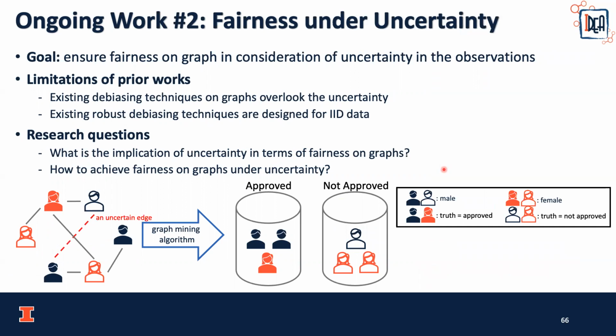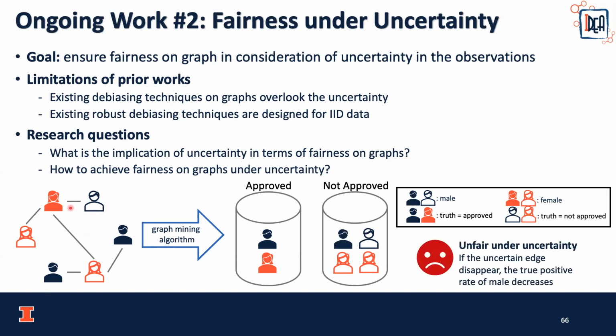And the second direction aims to ensure the fairness on graph mining algorithm in consideration of the uncertainty. So from this toy example, we can see that the mining results are fair with the existence of this uncertain edge. But if this uncertain edge does not exist, essentially, the mining results will change and eventually becomes unfair due to the decrease in the male's true positive rates.